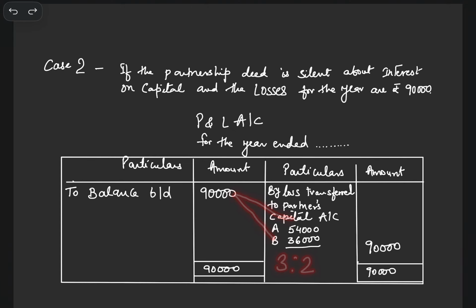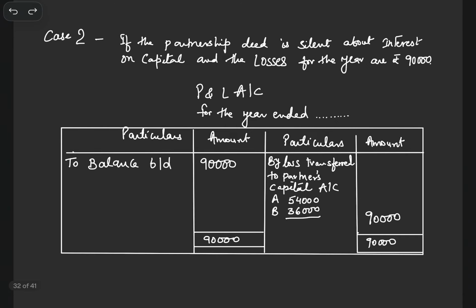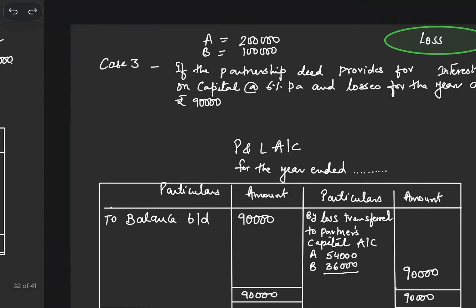So this case is again informing us that the partnership deed is silent about interest on capital. So interest on capital will not be paid, but we have to show the distribution of losses. So to show the losses, we have to prepare P&L account, and we have transferred the balance brought down, which is the opening balance as given in the question, and it is being used to distribute between the partners in their profit and loss sharing ratio, that is 3:2.